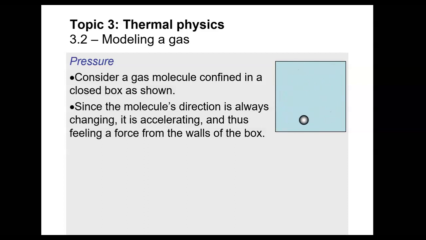Okay, so imagine a gas molecule confined in a closed box as shown. Because the molecule is changing direction, its momentum is changing every time it changes direction. And if there is a change in momentum, there must be a force, there must be an impulse acting. In other words, every time the gas particle changes direction, there has to be some type of force acting.